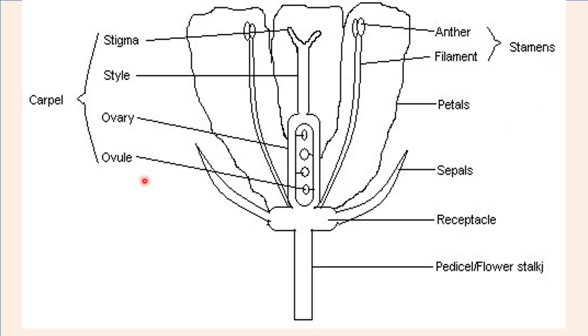Other than the male parts and the female parts, we have other parts of the flower which are not male or female. These include the petals. So the petals are this structure here. The petal has a role in attracting insects and animals. They are bright colored, and that attracts insects and animals.